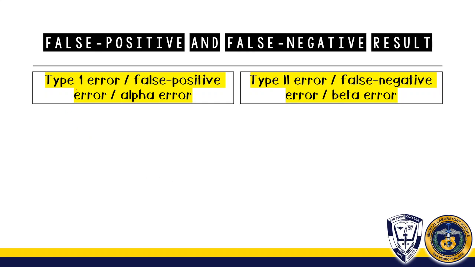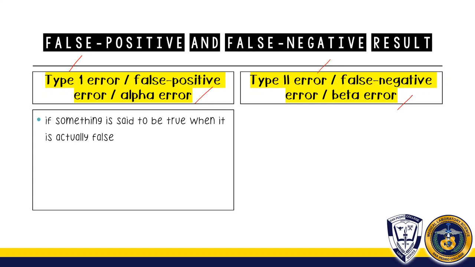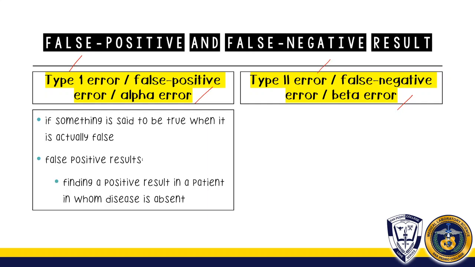Now as you can see, false positive error is also known as your type 1 error and your alpha error. Whereas your false negative error is also known as your type 2 error and your beta error. Starting with your false positive error, it is defined as if something is said to be true when it is actually false. A false positive results when you find a positive result in a patient whose disease is absent. From the word itself, false positive means you are concluding that this patient has the disease when in reality they do not.